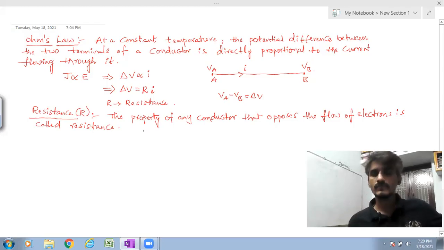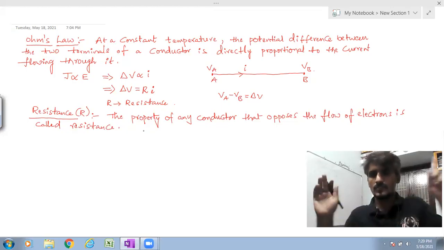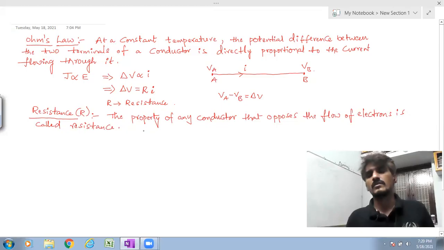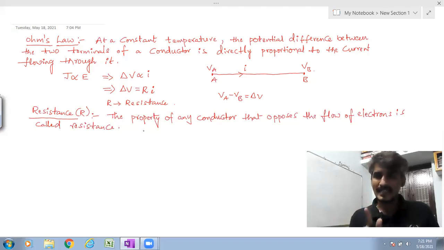For example, let us consider a simple example of resistance. Suppose in a classroom, or a small room, there are 30 members staying. Now suddenly, if all the people have to rush out of the room, only one door is there. Right? At a time, how many members can pass through the door?